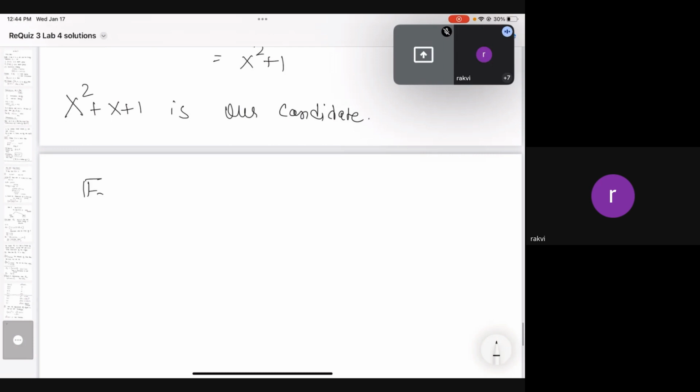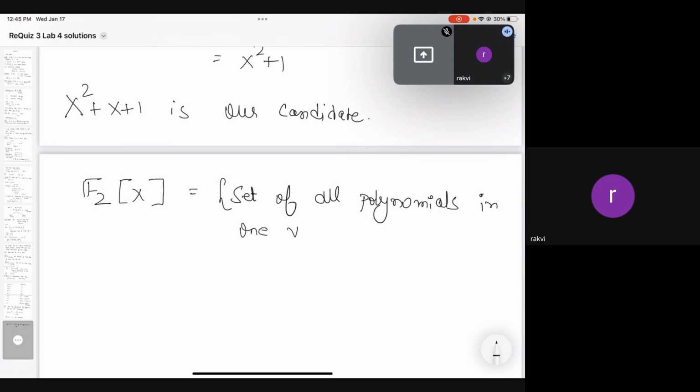I take F2 and I take all the polynomials with coefficients in F2. So this is the set of all polynomials in one variable, and that variable I have called x. Any degree, I have no constraint on the degree. Take all the polynomials of all degrees, but the only constraint is that it should be in one variable and with coefficients in F2. Throw in all the polynomials here, but the coefficients should be in F2 and single variable.